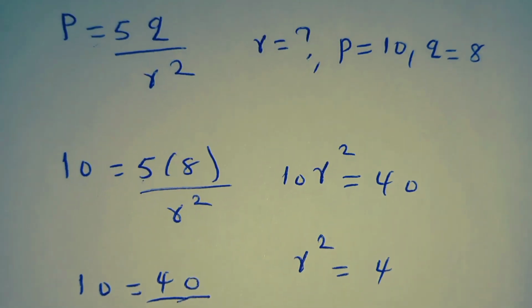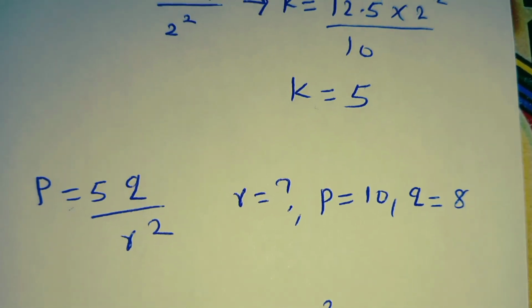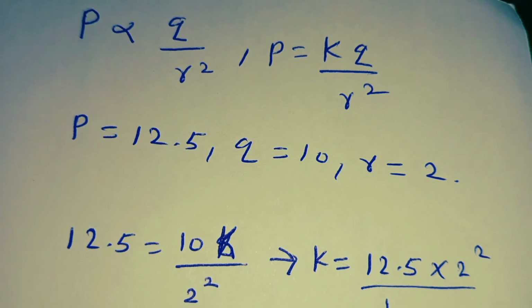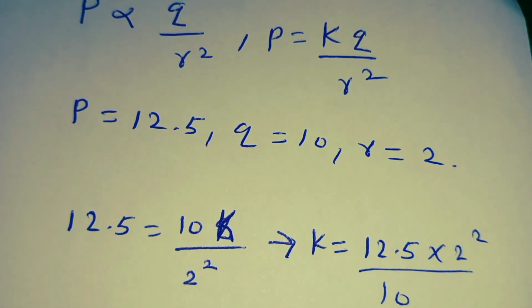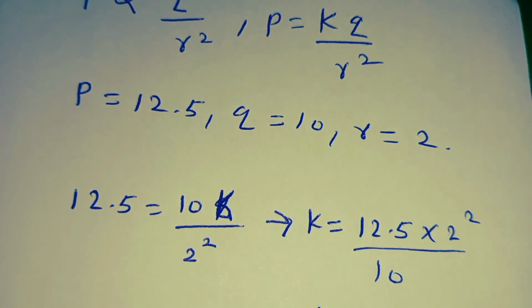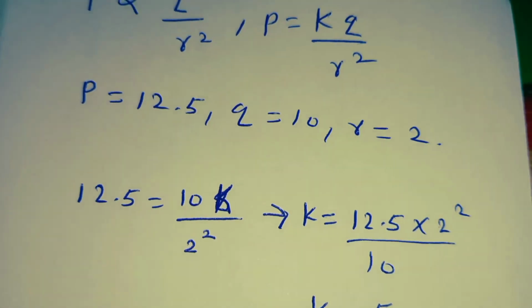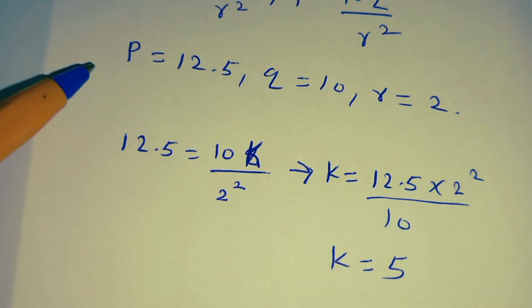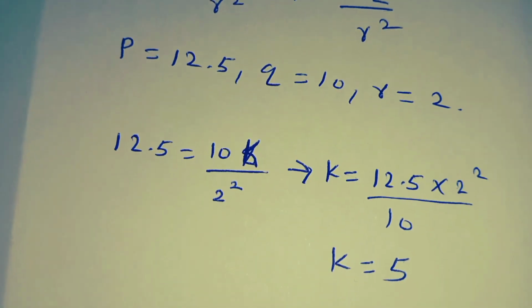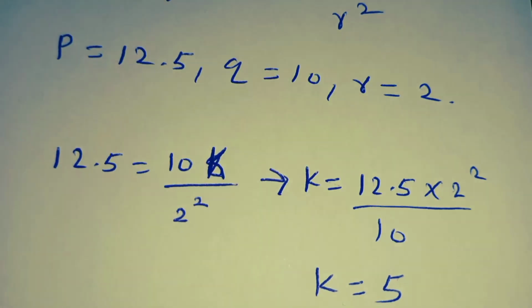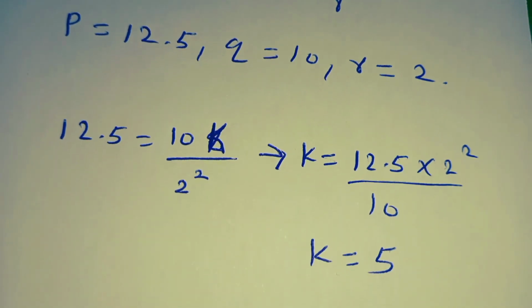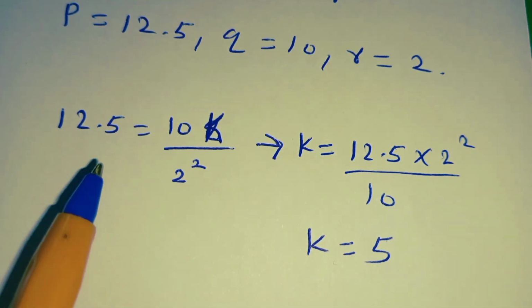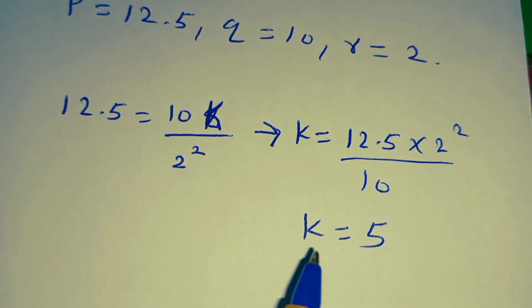Thanks so much for taking your time to study with me on this joint variation, whereby you are given that the quantity P was varying directly as Q and as the square of R. The first question was to obtain the formula connecting P, Q, and R, and you have obtained it here. Then we are given the value of P as 12.5, the value of Q as 10, and the value of R as 2. So substituting, we have found that K will be 5.